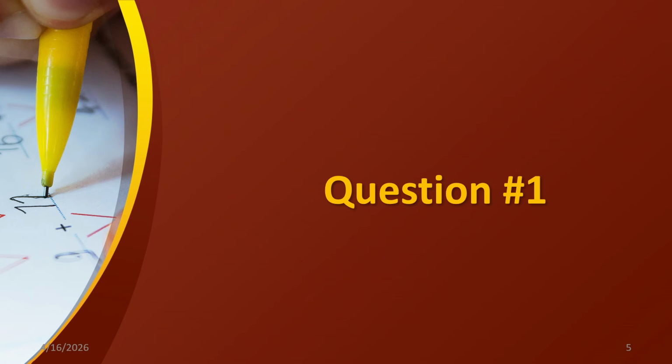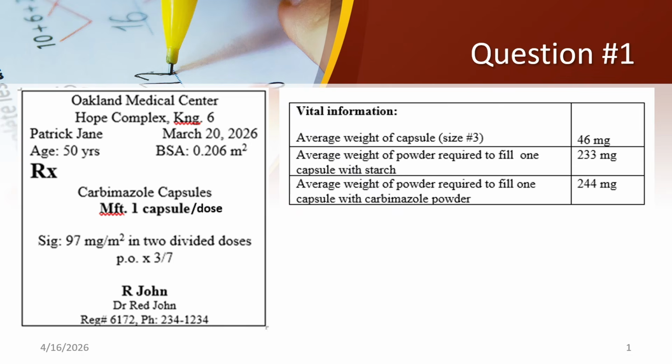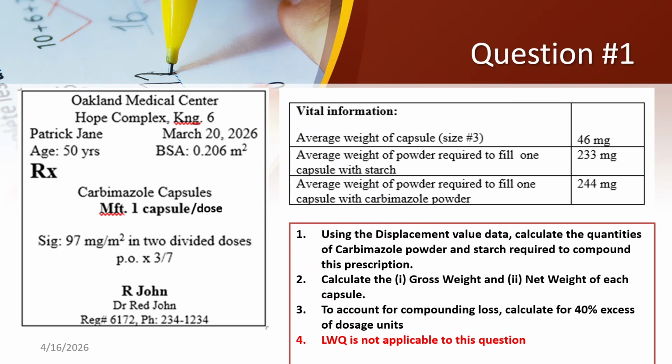Okay, students, so we're going to be looking at capsule tutorial questions. And let's look at question number 1. Okay, so this is the data that you'll be using to do the calculation. And we are going to be looking at the gross weight and the net weight for each capsule. We're going to do 40% excess to account for compounding loss. And least weighable quantity is not applicable to this question.